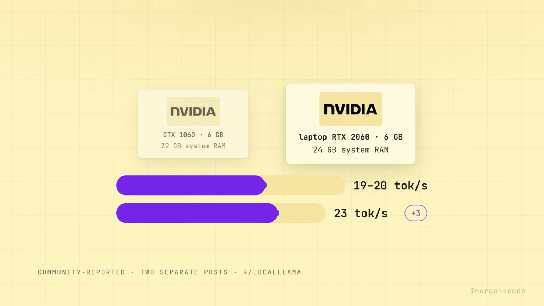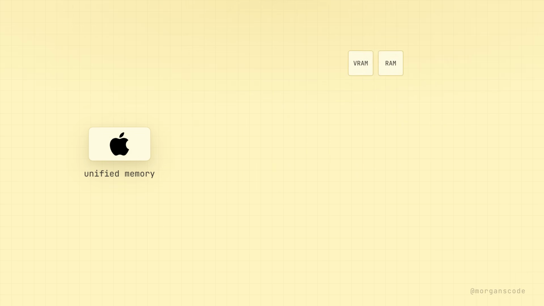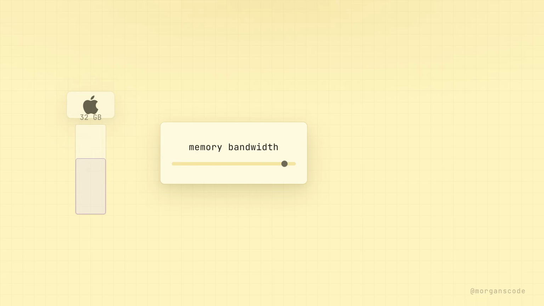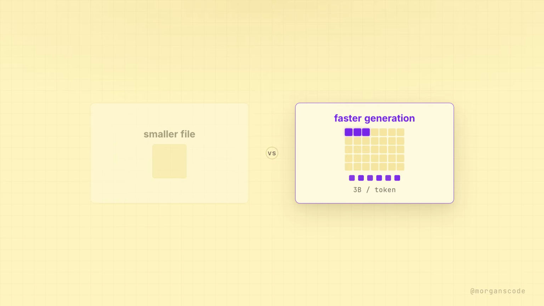Another user reached roughly 23 tokens per second on a laptop RTX 2060 with 6 GB of VRAM and 24 GB of system RAM. Those results are impressive, but the system RAM and the CPU are doing much of the work. The GPU alone is not holding the entire model. Apple Silicon systems could also be a good match. A Mac with 32 or more gigabytes of unified memory may have enough space for useful quantization, although there, speed would depend on memory bandwidth and runtime support. The important advantage would not be a dramatically smaller file. It would be faster generation from activating fewer parameters for each token.